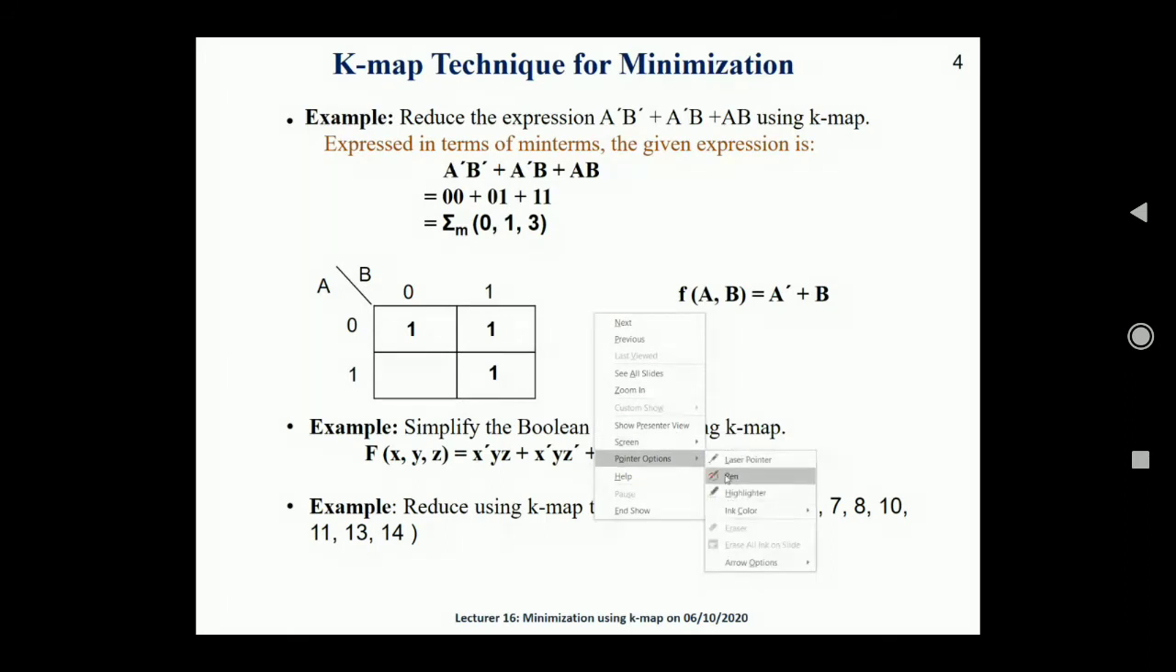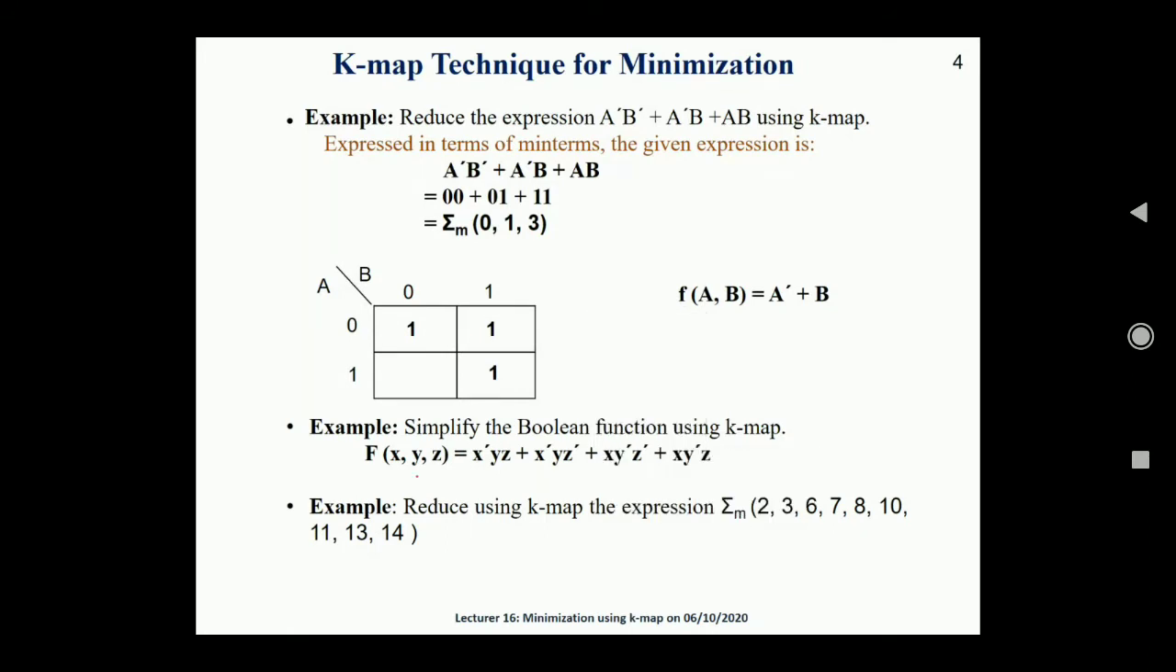Can you tell me how many variables we are using in this particular expression, this function? Three variables, sir. Correct. Then how are we designing the K-map? How many cells are required in this K-map? Eight, sir. Correct.